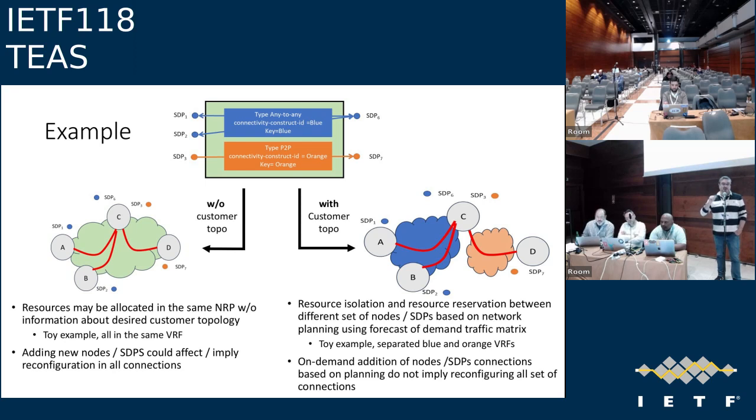So considering what you can see on your right, in the case of passing information about the customer topology, we are providing hints to the network slice controller to separate the different connectivity constructs. Again, with this toy example, this would imply that the blue connectivity constructs are deployed on top of a VRF, the VRF blue, and the orange on top of the orange VRF. In this case, if we need to add new nodes, for instance in the blue connectivity construct, we do not impact the orange connectivity construct. So somehow we have this separation of resources, not impacting at all the realization. Next, please.